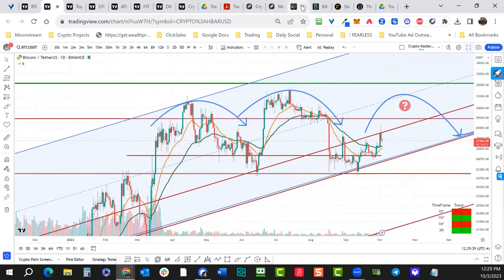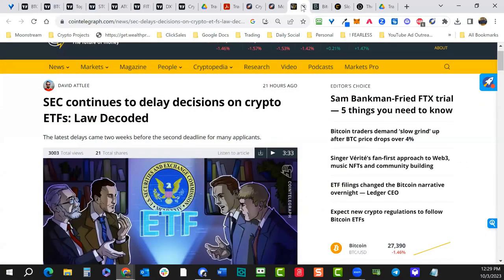We've covered that a bit. Let's go back into some more news. So that's the big news. ETFs still in limbo, but be ready for this, you guys.